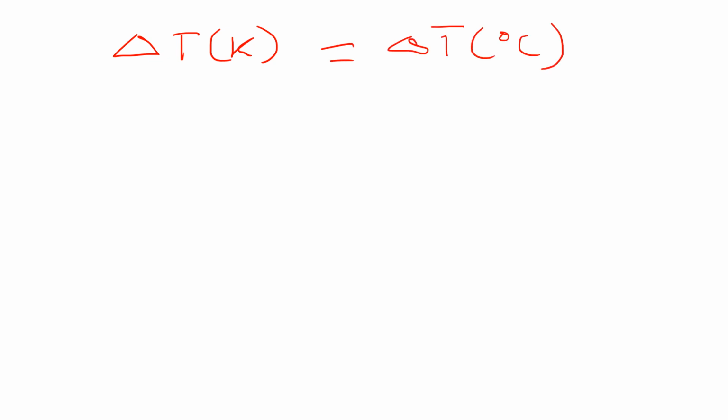There is one more important thing to remember, that is delta T in Kelvin is equal to delta T in degree centigrade. Why? Because when we compare magnitudes of the temperature scales, we know that 1 Kelvin is equivalent to 1 degree centigrade. This is the magnitude of the scale, right? So the change in temperature in Kelvin will be the change in temperature in degree centigrade.